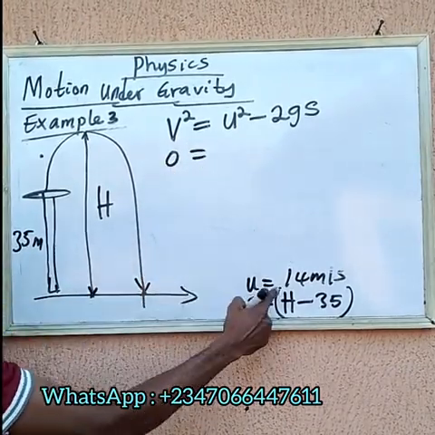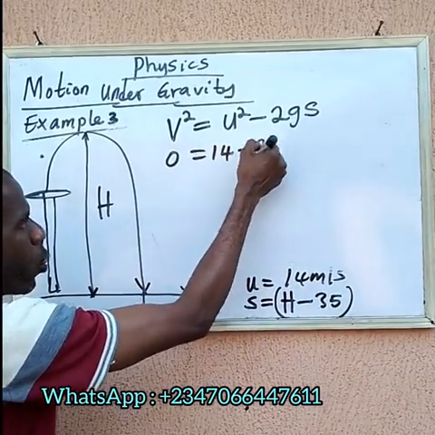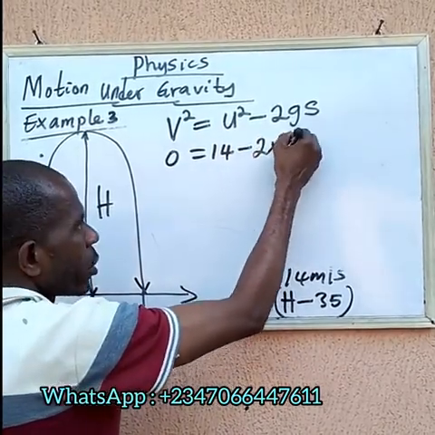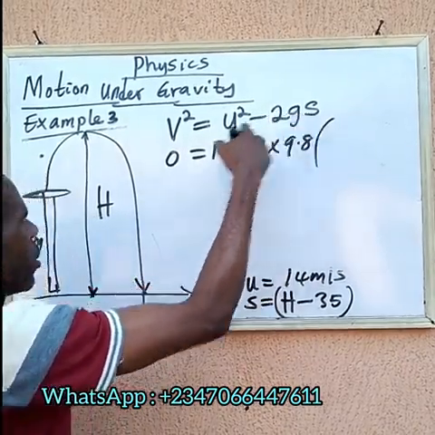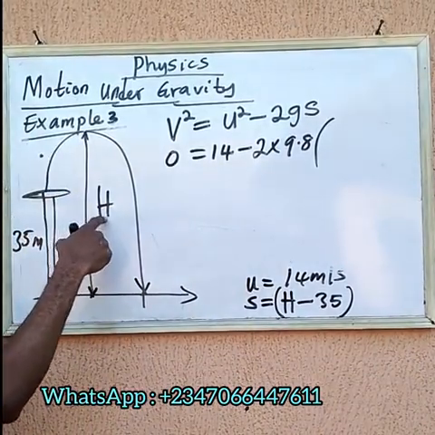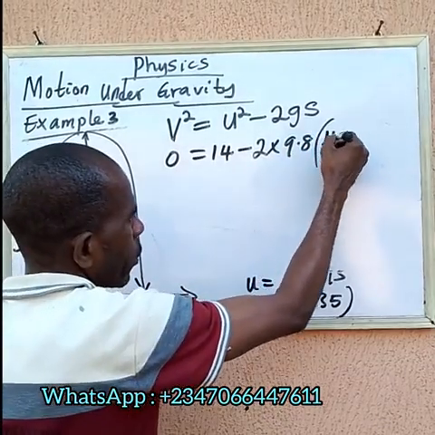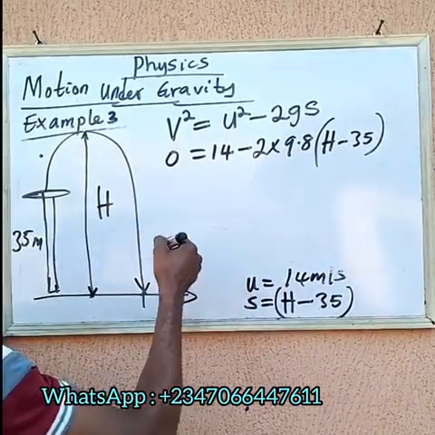Then your initial velocity is given to us as 14. Then minus 2, acceleration due to gravity is usually 9.8, then this your s here, that is the distance from here to here now. So it will be this one here minus this one. That is h minus 35.